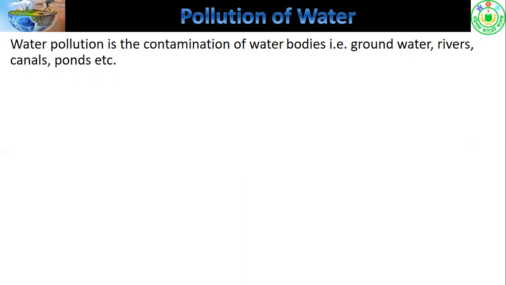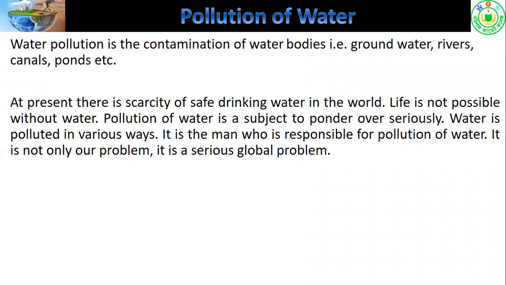Now pollution of water. Water pollution is the contamination of water bodies, that means groundwater, rivers, canals, ponds, etc. At present, there is scarcity of safe drinking water in the world. Life is not possible without water. Pollution of water is a subject to ponder over seriously. Water is polluted in various ways. It is man who is responsible for pollution of water. It is not only our problem, it is a serious global problem.